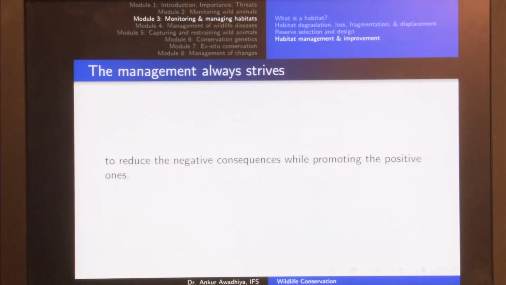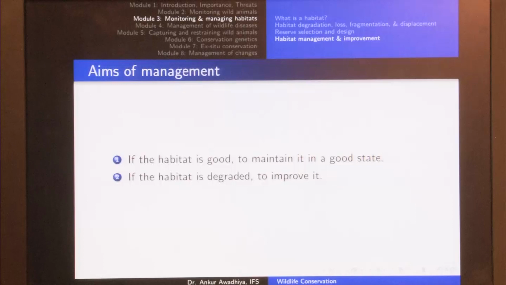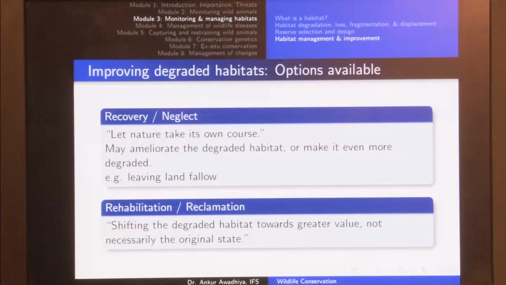So now management would always strive to reduce the negative consequences while promoting the positive ones. We saw in the case of livestock that we have both negative and positive influences, and it is the role of the management, or the person doing wildlife conservation, to enhance the positive impacts, to use livestock as a tool while reducing their negative impacts of competition and other things. So the aim of management is that if the habitat is good, maintain it in a good state. If the habitat is degraded, try to improve it. And we can use these tools of habitat management, these 5 tools as told to us by Aldo Leopold, to improve a habitat. Now when we are improving a habitat, we have certain options available with us.